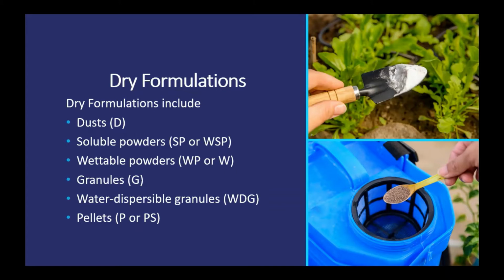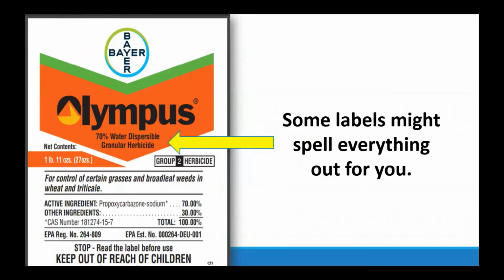Dry products are interesting because many of them look alike, such as dust and powders, but they perform and are applied differently, which is a perfect lead into our next activity. When you're searching for details about the pesticide's formulation, some labels make it very easy for you by spelling it right out on the front panel. Here's a great example. It's Olympus 70% water dispersible granular herbicide. It doesn't get clearer than that. It's telling you that 70% of the formulation is the active ingredient. It's a water dispersible granular product, and it's an herbicide.